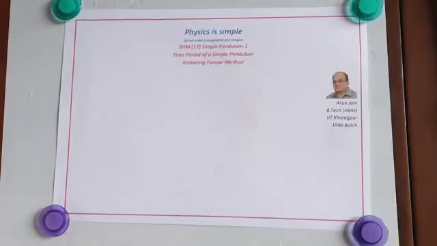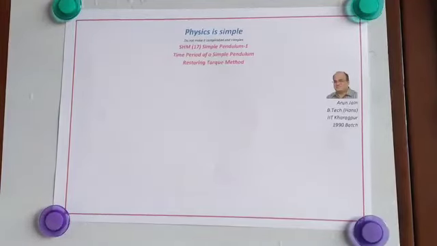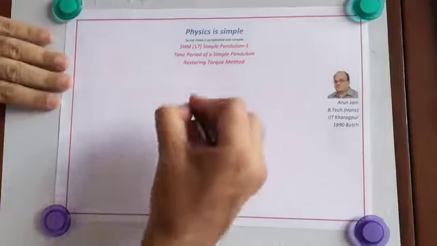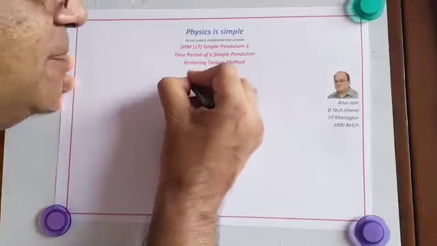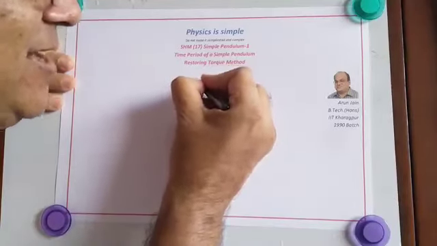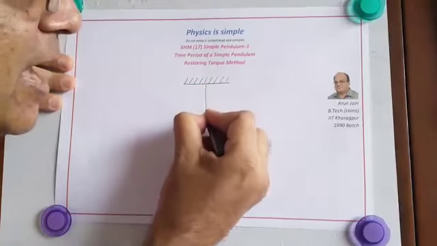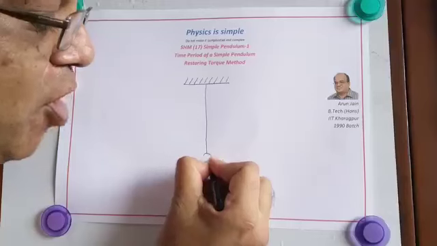Physics is simple. It has topics like simple harmonic motion, simple pendulum. Now we'll find the time period of a simple pendulum using the restoring torque method. A simple pendulum is very simple. It has a string and a bob hanging here.